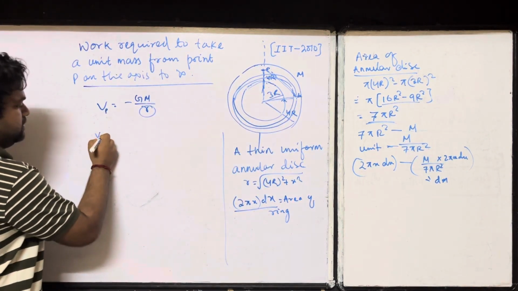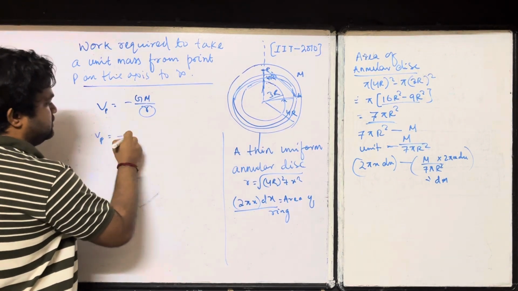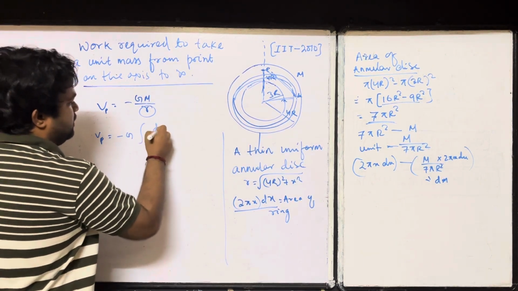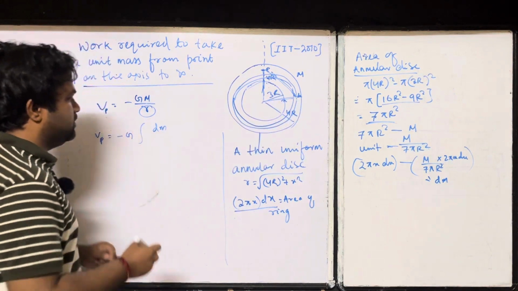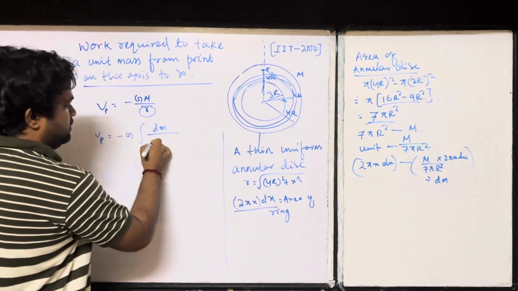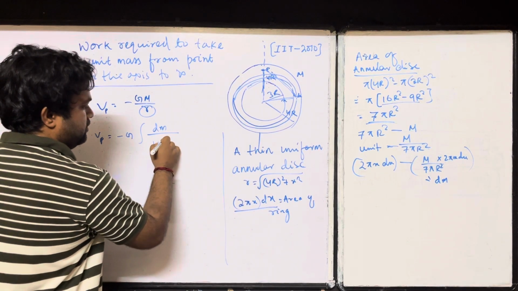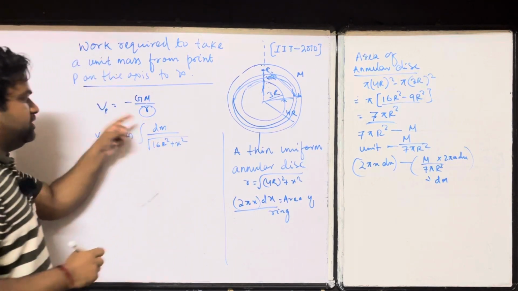So the potential we will write as the integration of minus G dm by R, where dm is the mass of the small ring and the distance is the square root of 16r square plus x square.